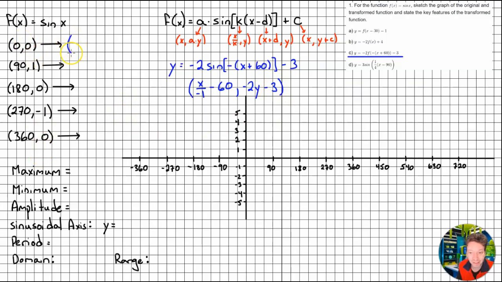So here we're going to have -60 and -3. And we have -150 and -5, -240 and -3, negative 330, and negative 1. And finally, minus 420 and negative 3. So let's plot these points. And then draw our sine wave.